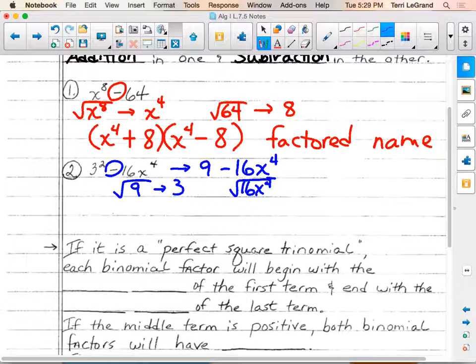Can we take the square root of the other term? 16x to the 4th. Well, 16 is a perfect square. Square root of 16 is 4. X to the 4th is a perfect square. How do I know? Because it's an even numbered exponent. So in reality, all I have to do is divide that by 2, and I'm going to know that x squared is the square root of x to the 4th. So square root of 16 is 4. Square root of x to the 4th is x squared. They are both perfect squares. We can set up its factored name.